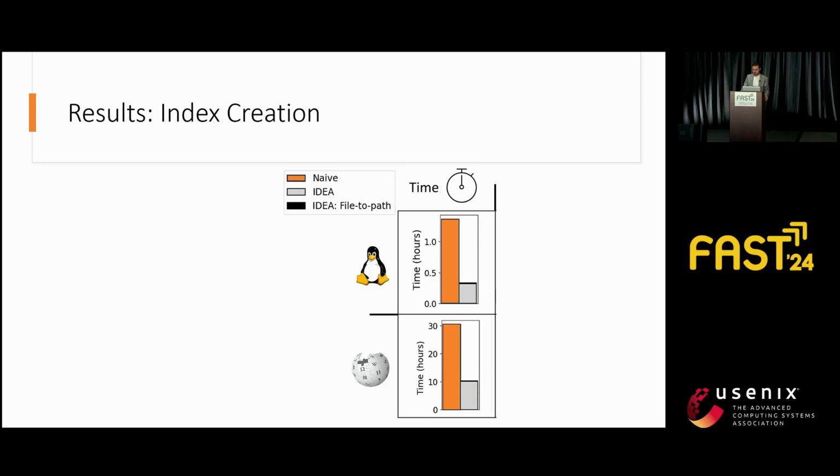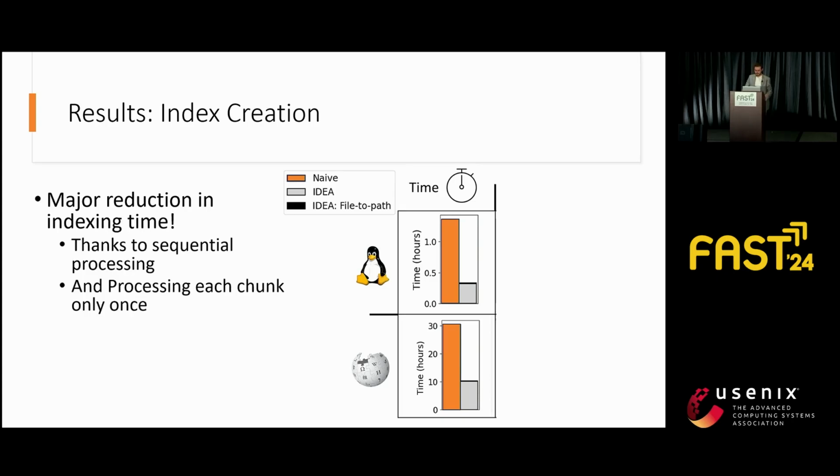When we tried to test our index creation, that's what happened. We had a great reduction in indexing time. So our idea to be able to scan the chunks sequentially from disk and create an index from them was very useful, and it is deduplication aware, so each chunk is indexed only once instead of multiple times due to the duplication. So we got 78% reduction in indexing time for the Linux data set.